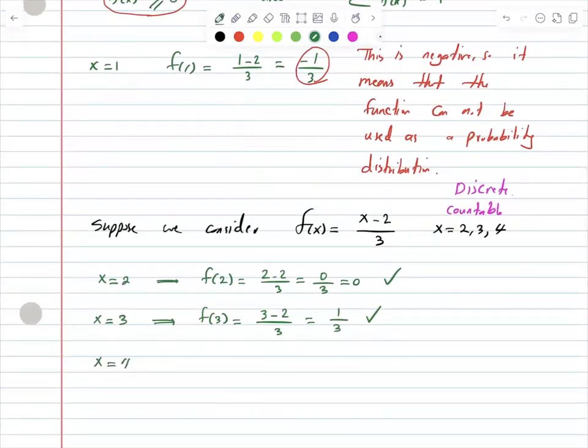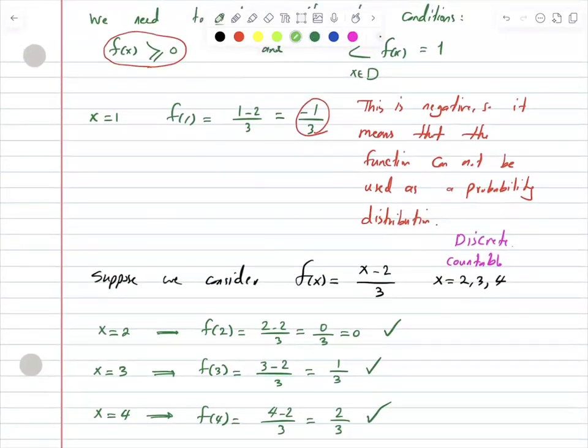What if x is equal to 4? Okay, f of 4 is equal to 4 minus 2 divided by 3, or 2/3. Again, this is positive. So basically, the very first condition is met here. So f of x is positive or 0 in the worst case scenario for all values in the domain. So what's next?